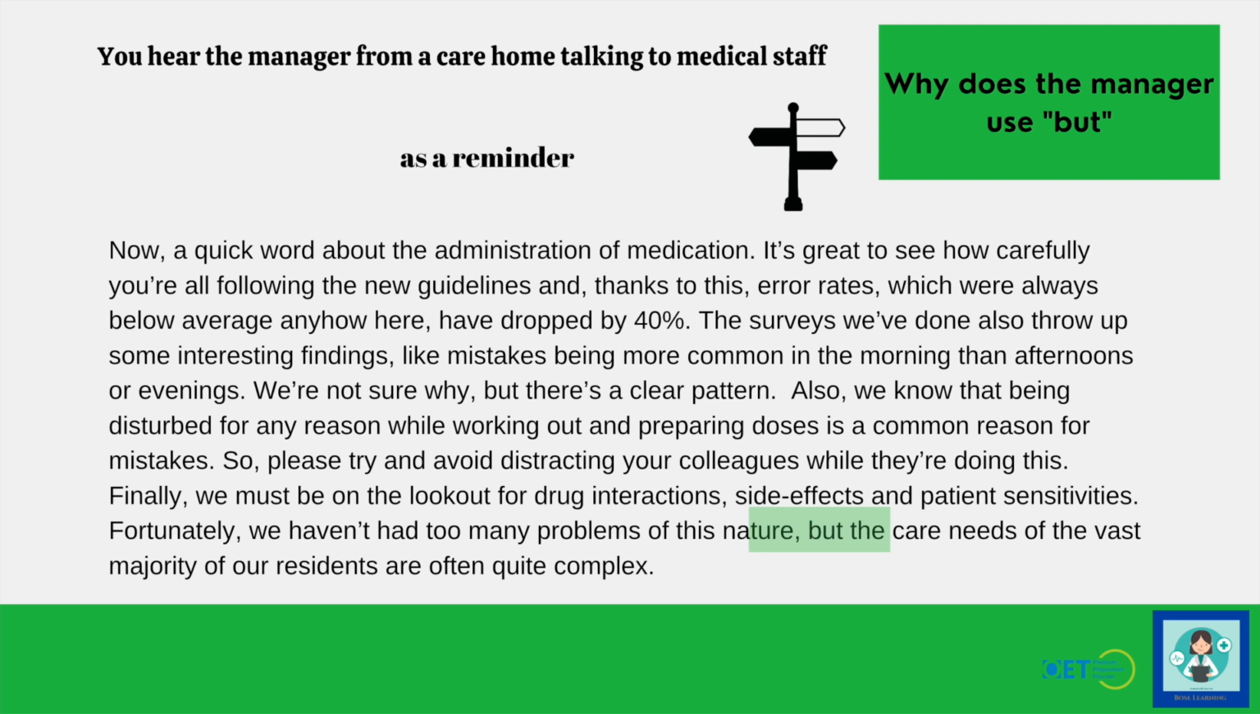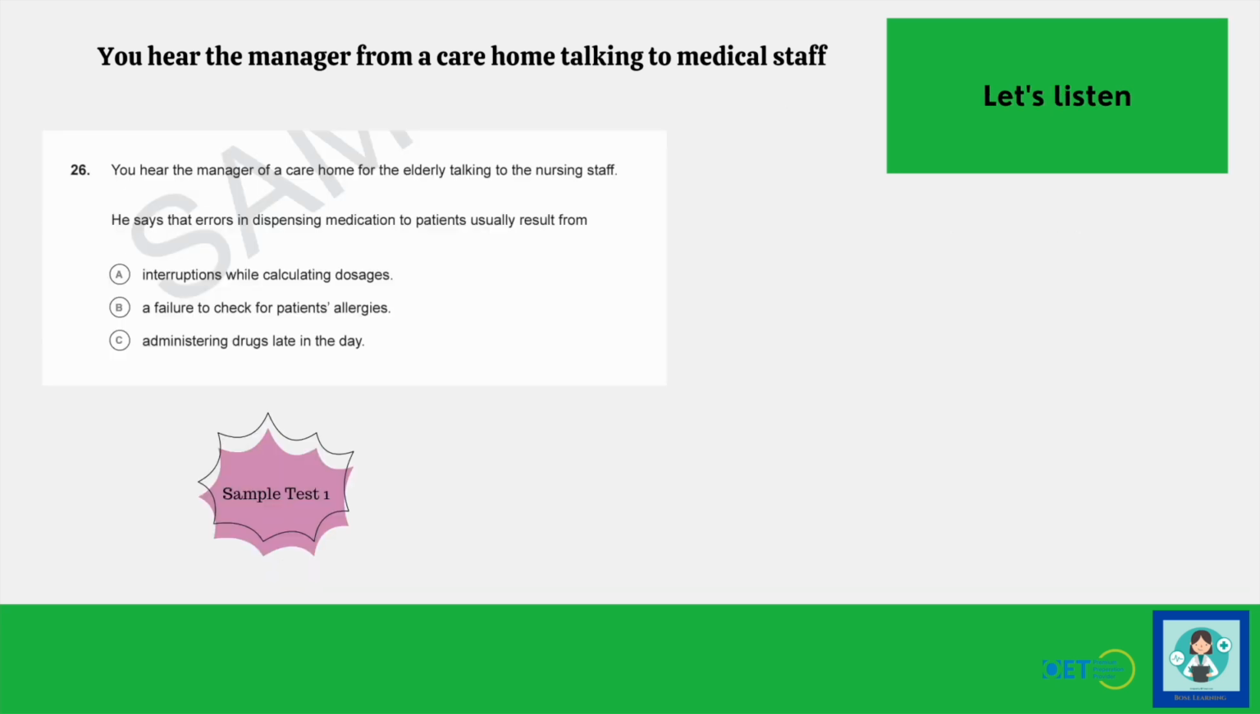Okay, so let's have a go. Let's listen to the extract. This is actually taken from OET Sample Test 1. And the question is, you hear the manager of a care home for the elderly talking to the nursing staff. He says that errors in dispensing medication to patients usually result from either interruptions while calculating dosages, a failure to check for patients' allergies, or administering drugs late in the day. Have a listen. Let's see which is the correct answer, and then we'll see how the signposting helps.